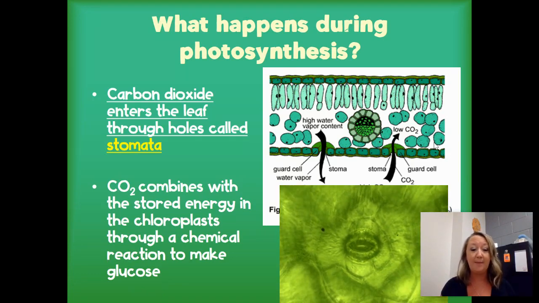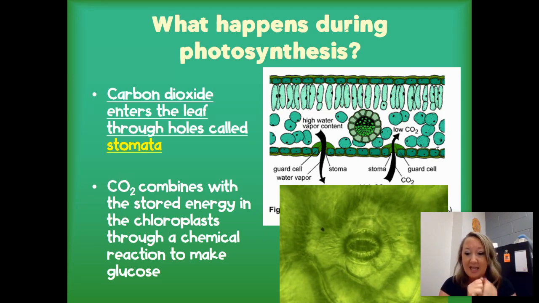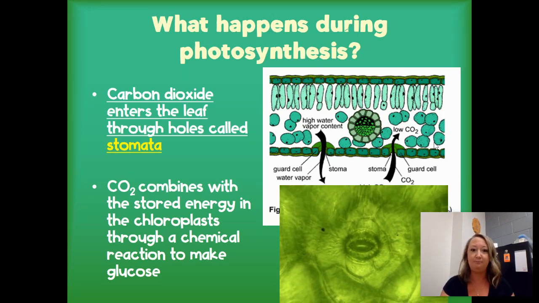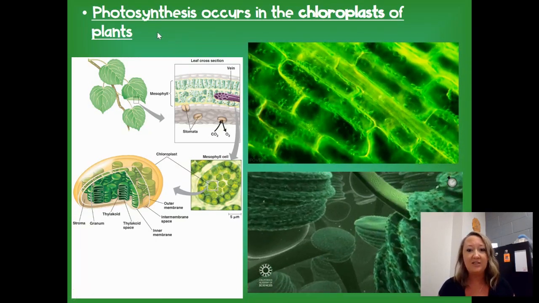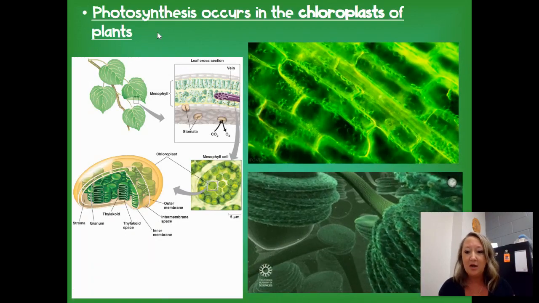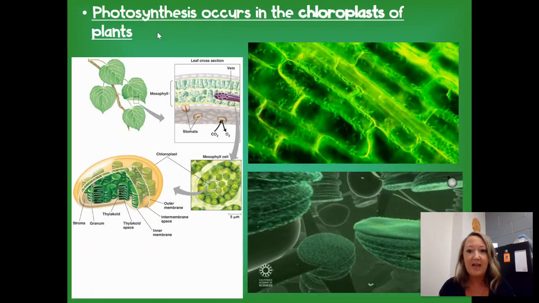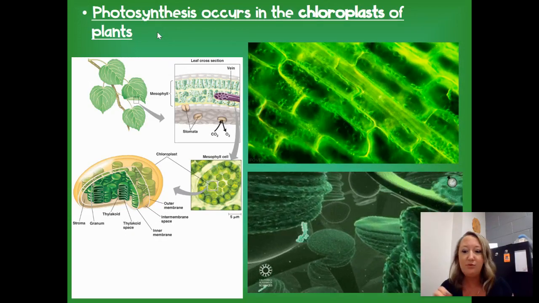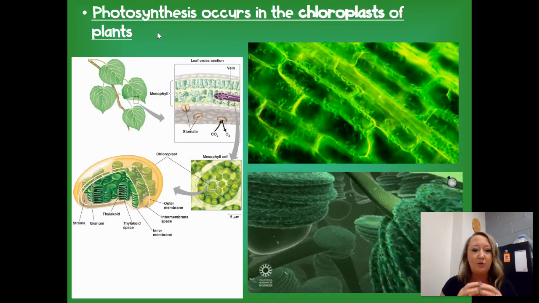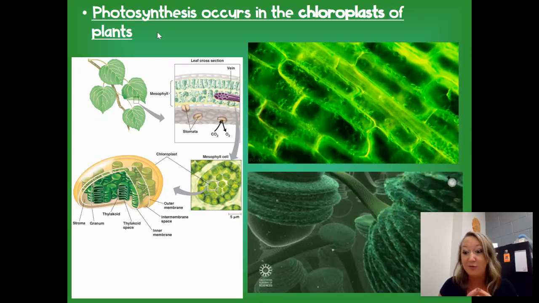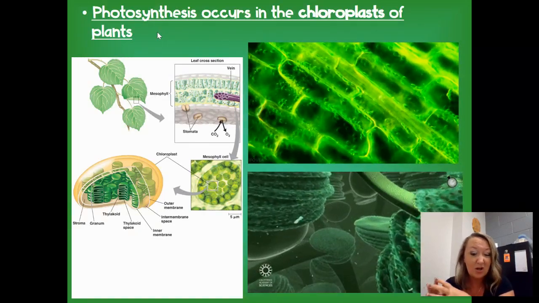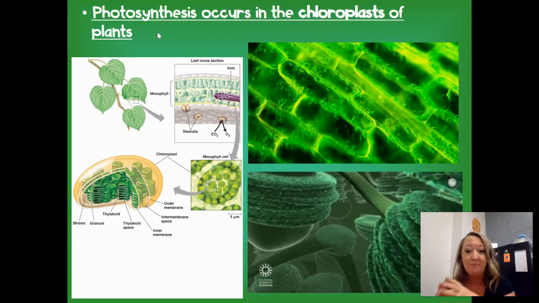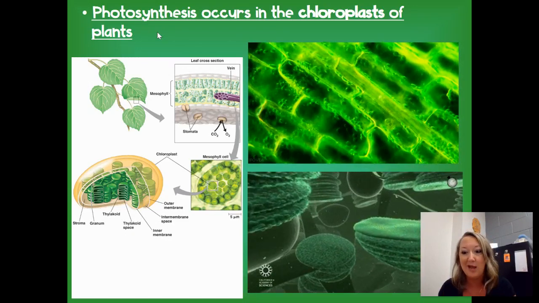Now remember, we're going to combine that carbon dioxide that's coming in through those stomata in the chloroplast in that chemical reaction, this photosynthesis reaction. Photosynthesis happens in the chloroplast of plants. And so remember, we looked at these under the microscope last week when we were doing our Elodea plant lab. You can see those chloroplasts moving around in the cell. And those chloroplasts are vitally important because that's where photosynthesis happens, right? This is what plants have that people and other heterotrophic organisms do not have. We can't produce our own food because we don't have chloroplasts.